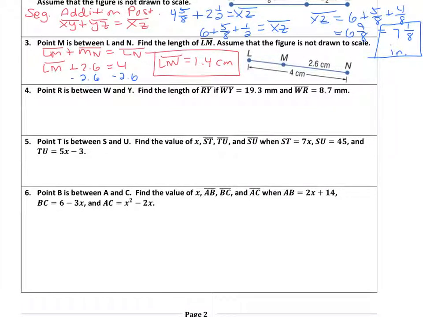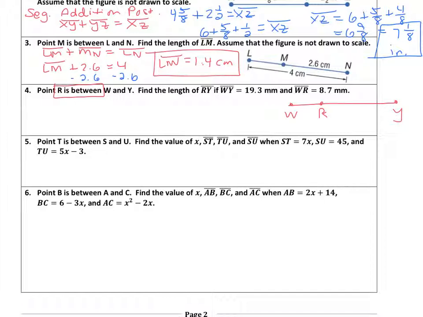Point R is between W and Y. In this case, we don't have a diagram, so we have to draw one. So remember, R is in between. So we are going to sketch R in between W and Y. So I'm going to make some kind of segment here, W, Y. R is somewhere in between. Right now I have no idea. Is R closer to W? Is it in the middle somewhere? Is it closer to Y? I don't know. I'm going to just start with a sketch, and then I'm going to label my sketch.